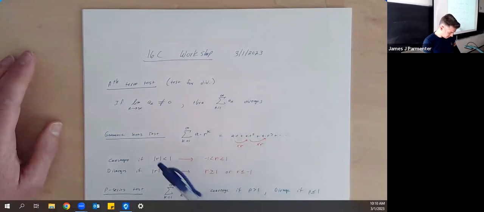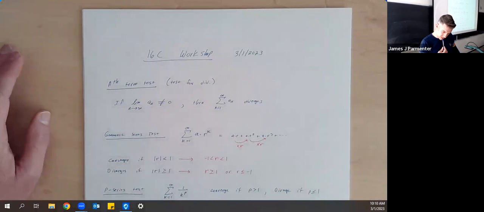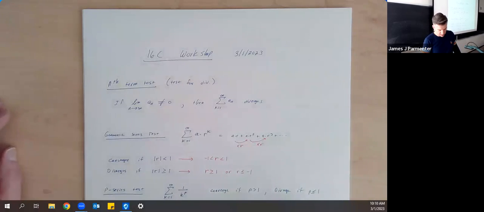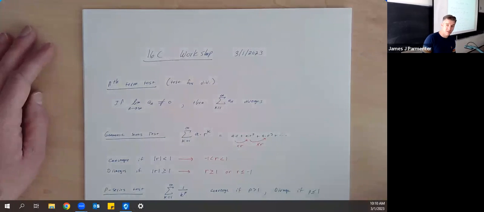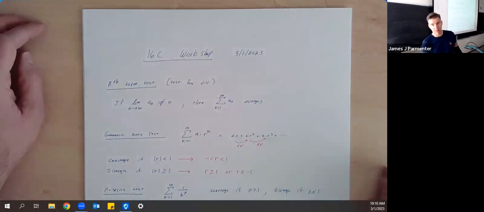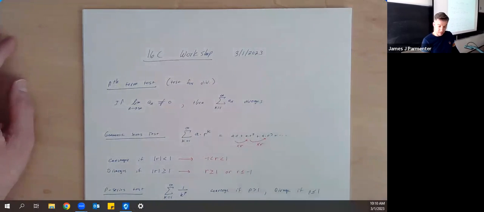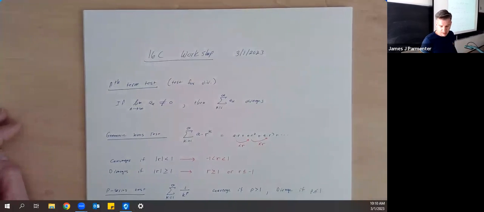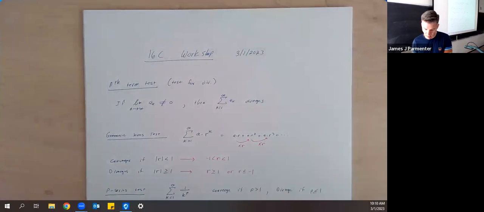I want to do a couple of examples, and then we'll talk about the ratio test. I should say the reason the p series works actually comes from another test called the integral test. We're not going to learn that in this class. At least it's not on the syllabus, so I wasn't planning on talking about it, but I feel like it's worth mentioning here.